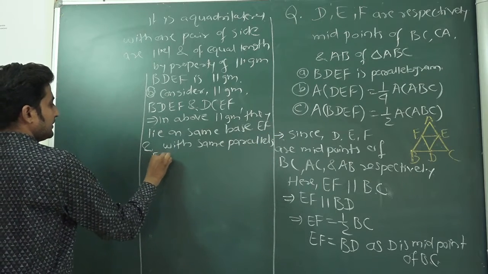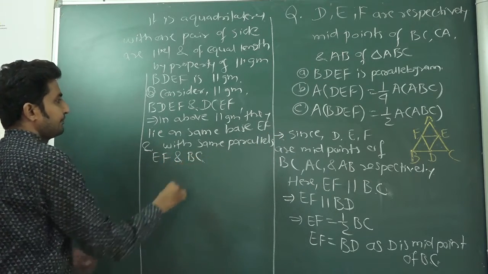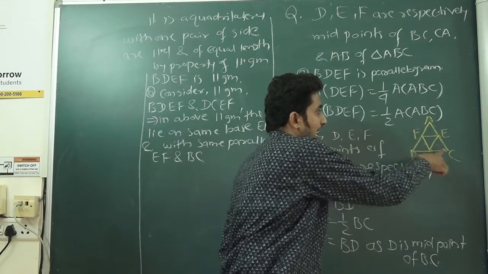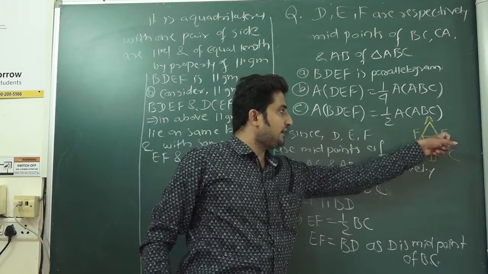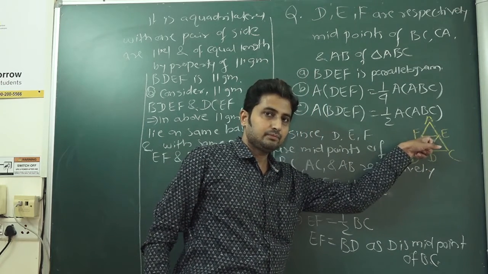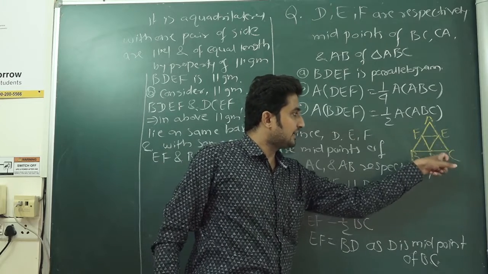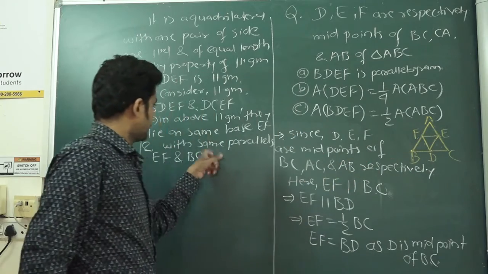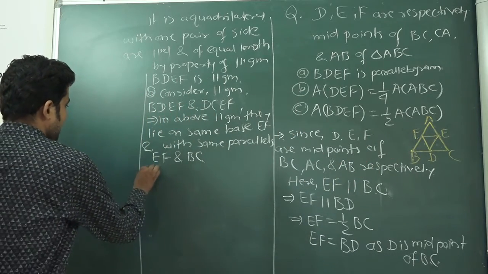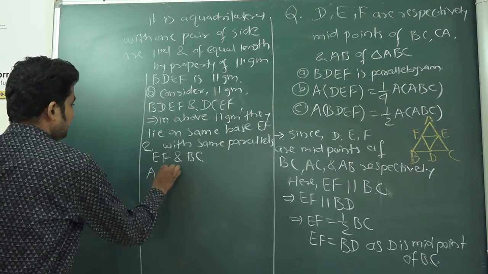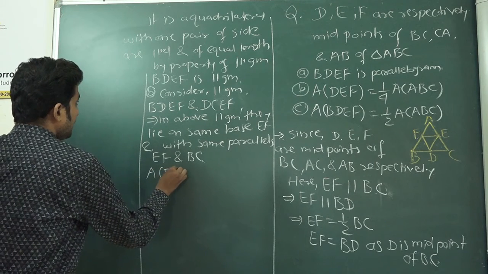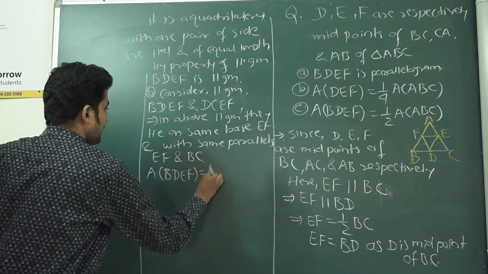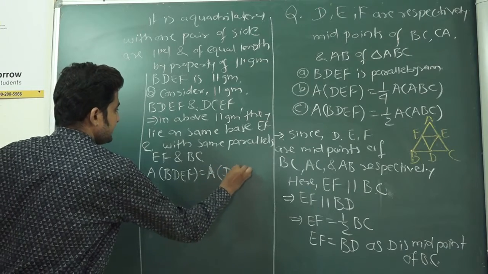EF and BC. Look dear students, we are considering these two parallelograms BDEF and DCEF. Now in this you will find this is the common base. True? And we say that they have the common parallel in both. EF is parallel to BC. So using this, can we say that the area of parallelogram BDEF is equal to the area of DCEF?